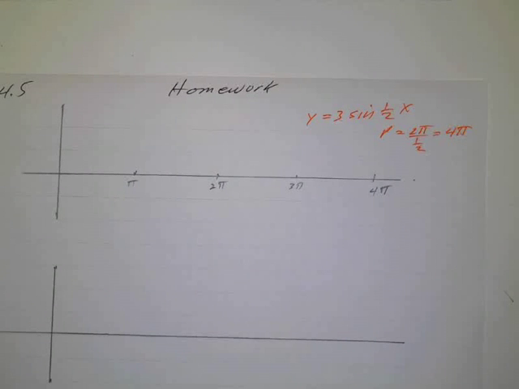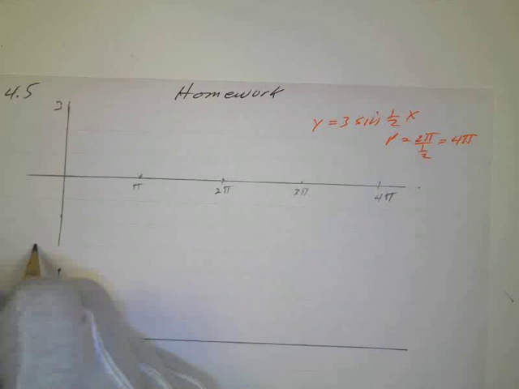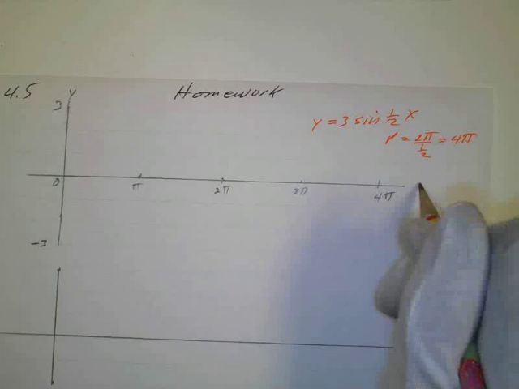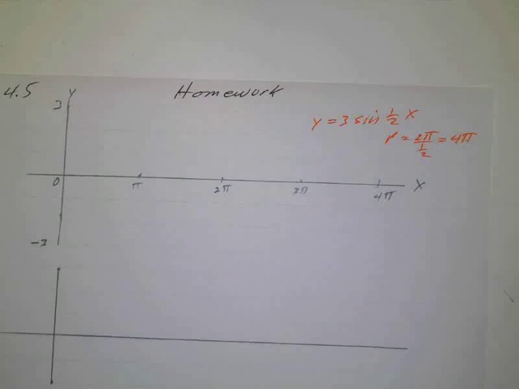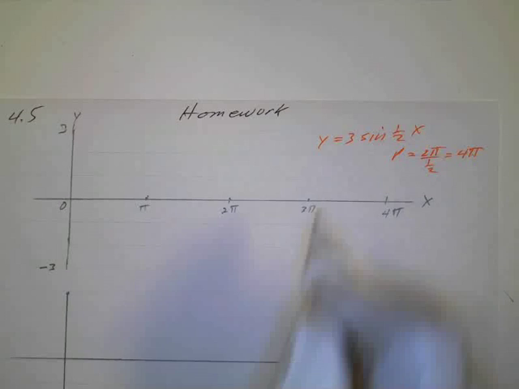And my amplitude is 3. I'm going to bring this down a little bit. So this would be positive 3, and this would be negative 3. And that's 0. There's my y and my x-axis. Okay? And there you go, you got your period. So it's real easy to divide into 4 spots, like we did before.